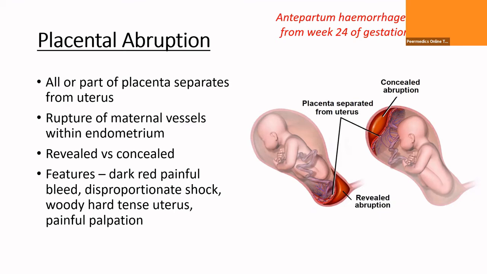So the features of this generally are dark red, painful bleeding if it is a revealed abruption, disproportionate shock, and a woody, hard, tense uterus, which is painful on palpation. And your level of bleeding is going to depend upon whether the abruption is concealed or revealed.